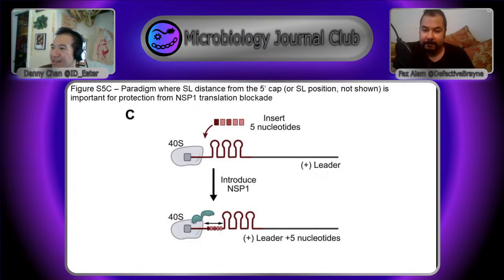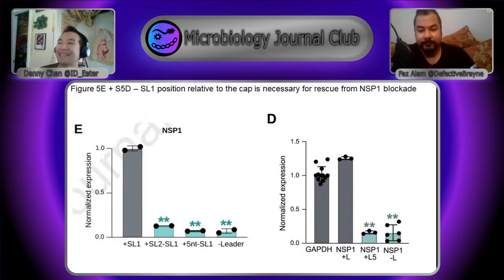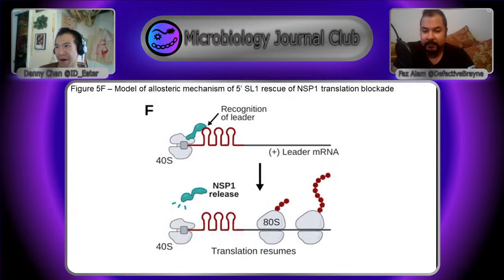And so they make these new constructs, and it looks like it has to be close, right? If they introduce that little gap, it doesn't work. If they introduce an extra gap, if it's at the wrong length, it needs to be that exact length in order for it to work. And that gives them this new hypothesis from figure 5F, where there's an interaction between NSP1 and the stem loop that prevents it from hitting the ribosome, and so then allows the ribosome to continue.